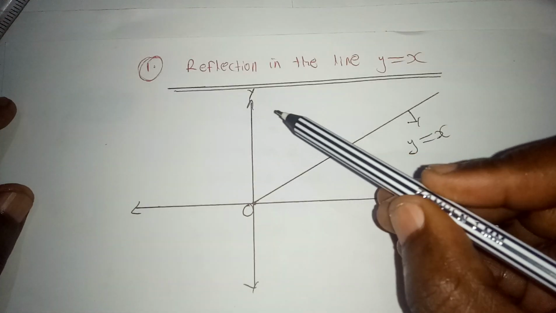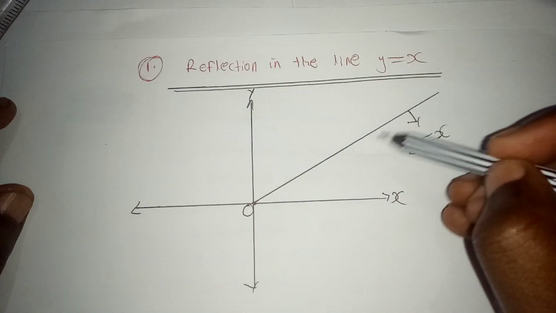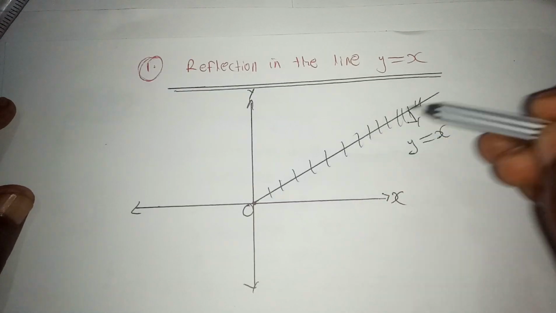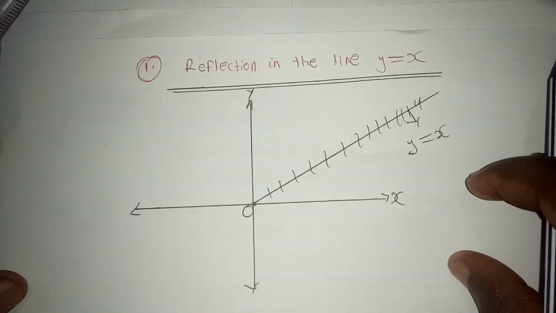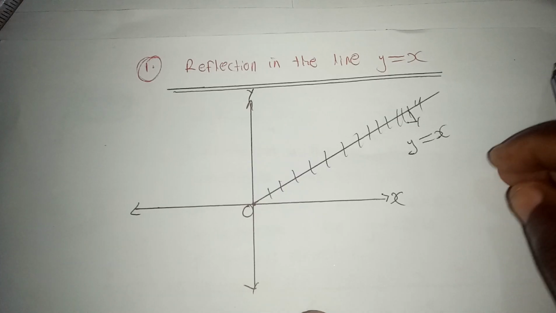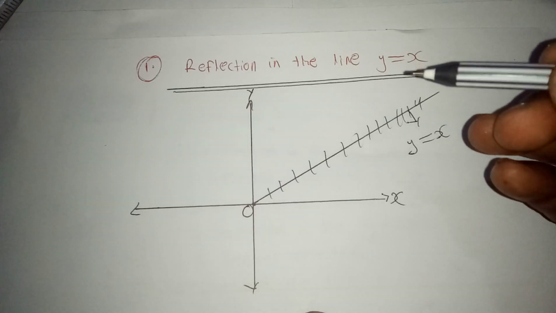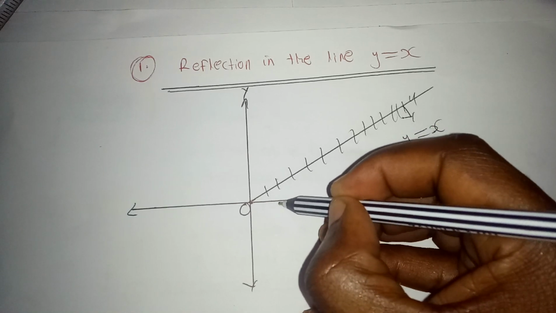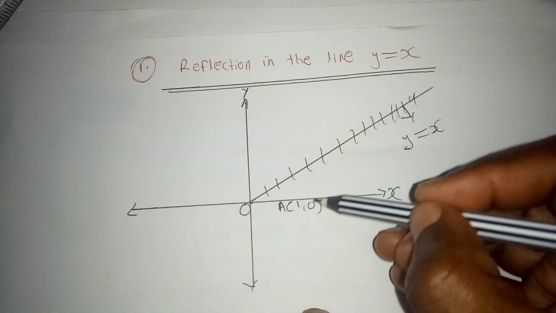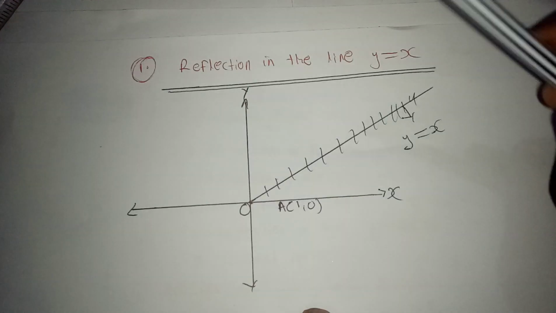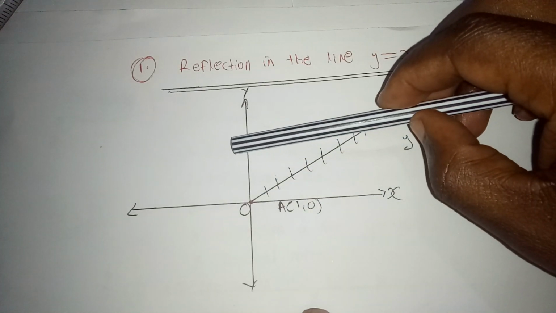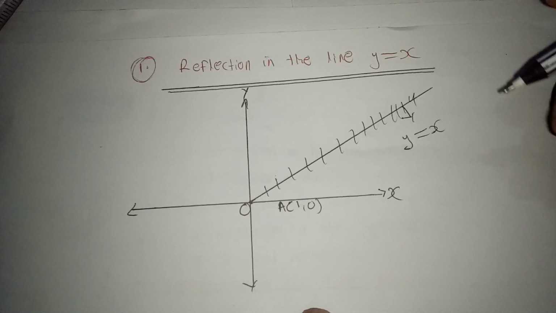Now if they say that the reflection is in the line y equals x, it means that this is our mirror line. Remember, for reflection to happen there should be a mirror, and if there is a mirror, there should be an object to be reflected in the mirror. Assuming we are using 1 unit and we have point A at (1, 0) and this is the mirror, you notice that A will be reflected to the opposite side, because the mirror always reflects the opposite side.